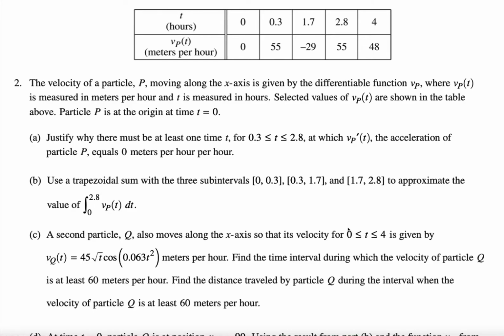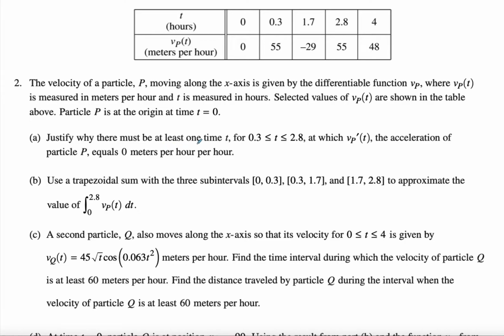Let's look at second question of 2019. If the velocity of the particle p moving along the x-axis is given by the differentiable function v of p, which is the velocity measured in meters per hour, where t is measured in hours. Select the values of v of p as shown in the table above, for particle p at the origin at time t equals 0. All right, so let's look at this one together.